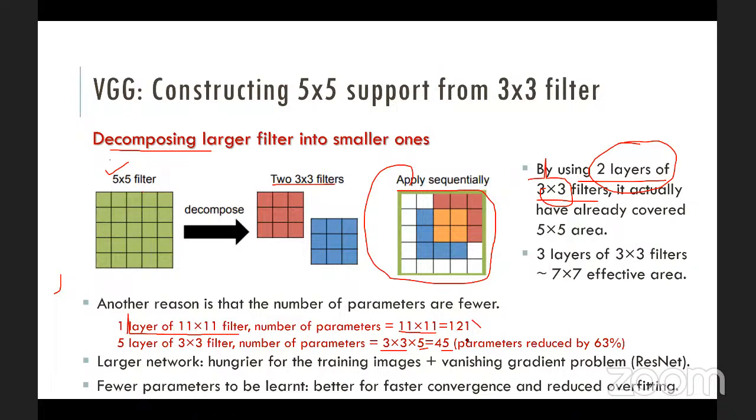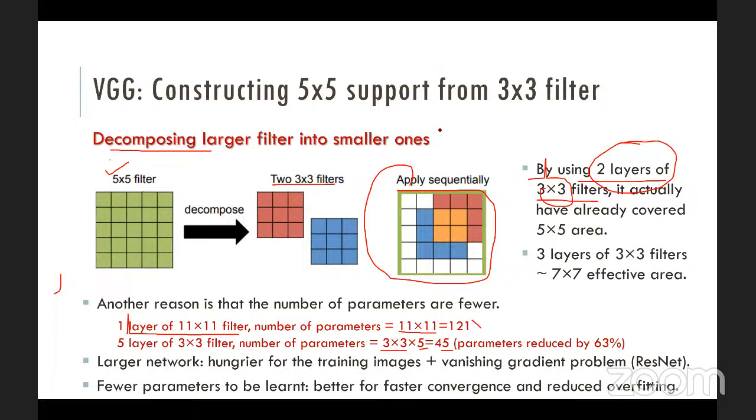Now here we are talking about larger networks, and because the networks are larger, they are more hungry for training images. Let me complete it. When we increase the layers here, because you are covering the same thing, your receptive field is not changing, so it will not affect the result.